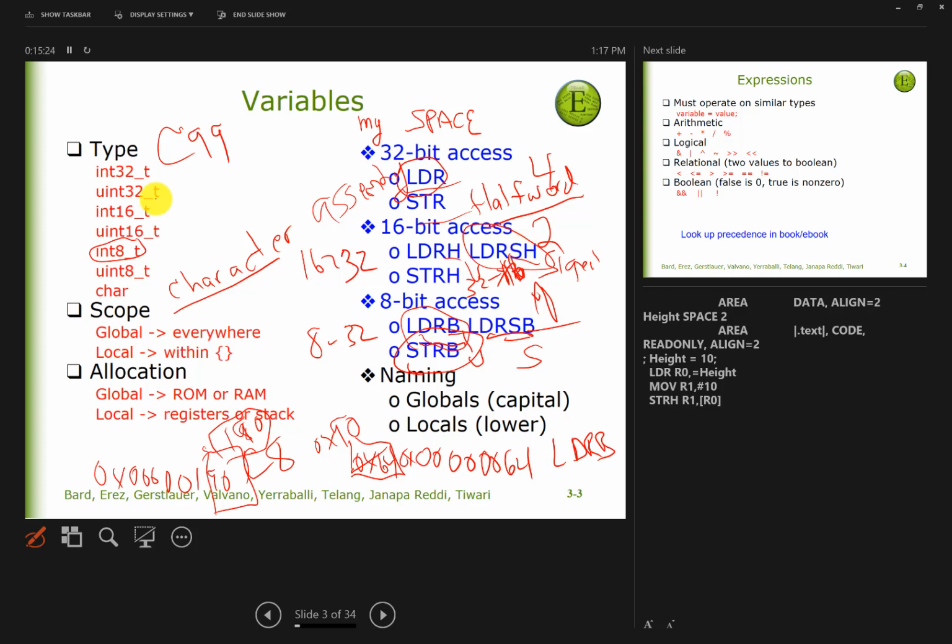When you access an int16 variable, what opcode do you suppose it's using? LDRSH. That's how it works. That's why we do them both.